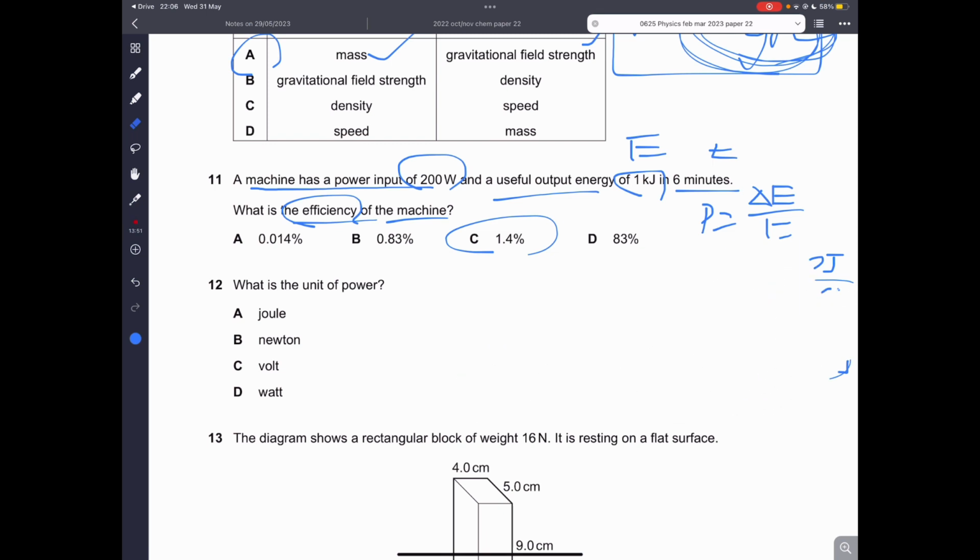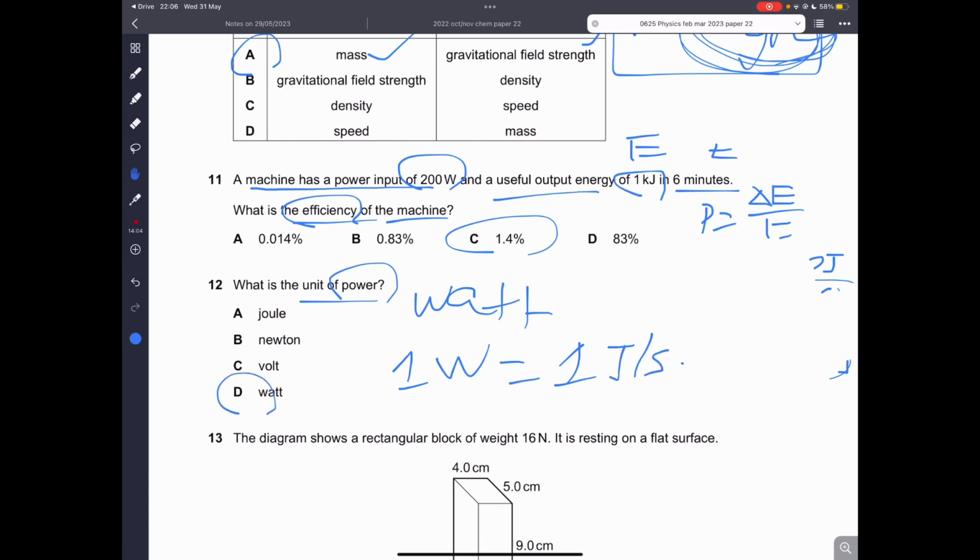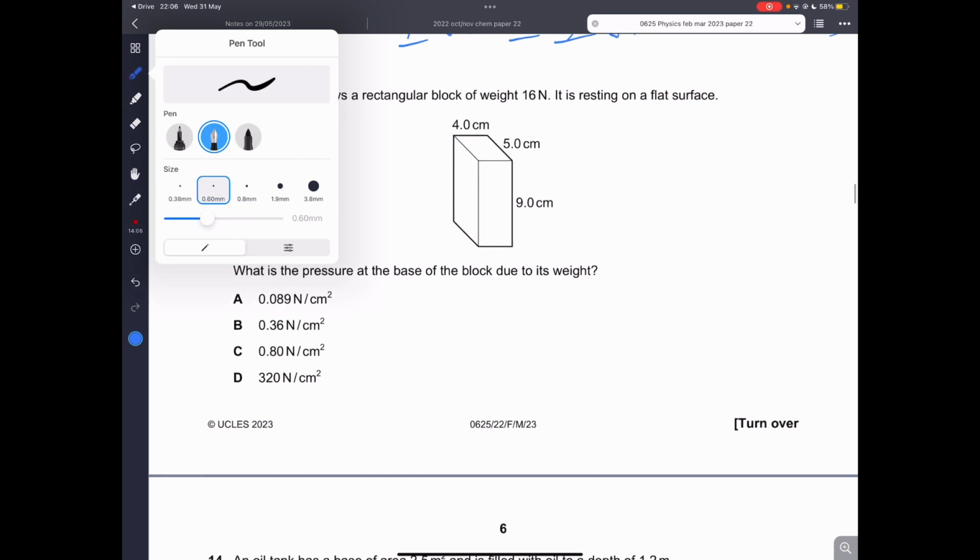Moving on. Question number 12. What is the unit of power? The unit of power is the watt. 1 watt is equal to 1 joule per second. So the official unit is the watt.